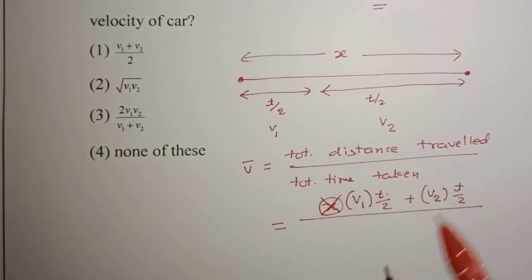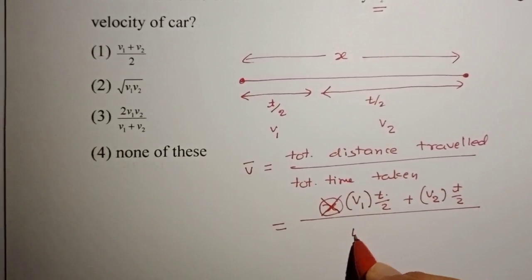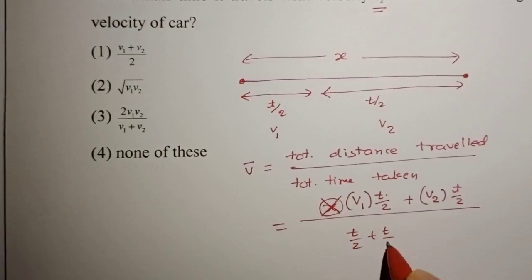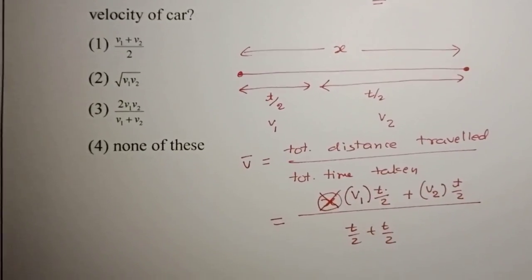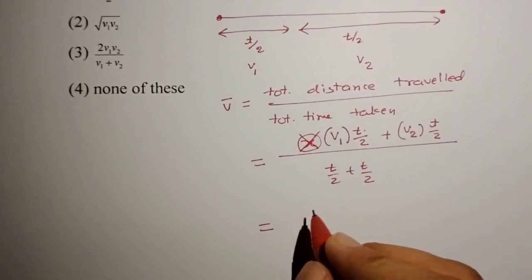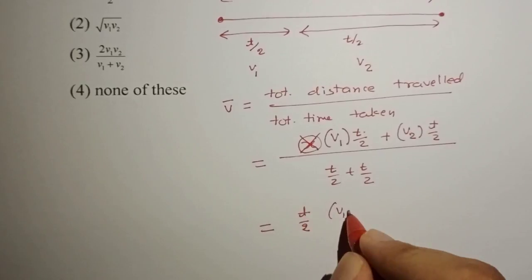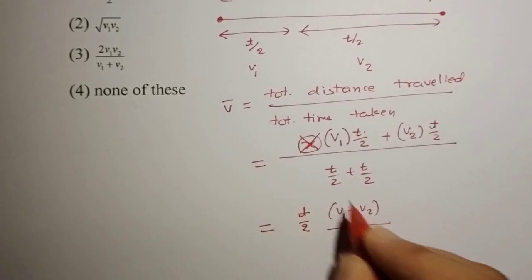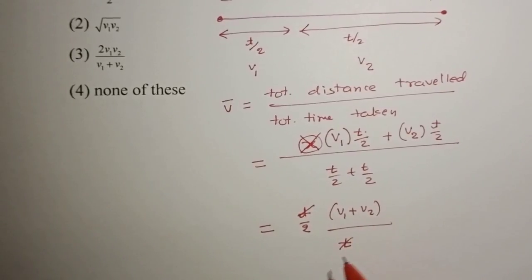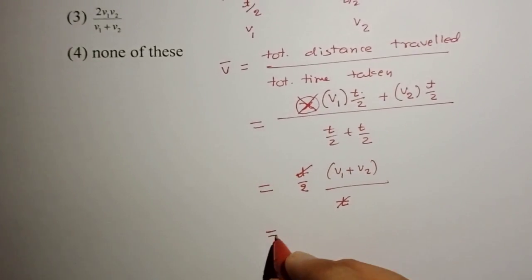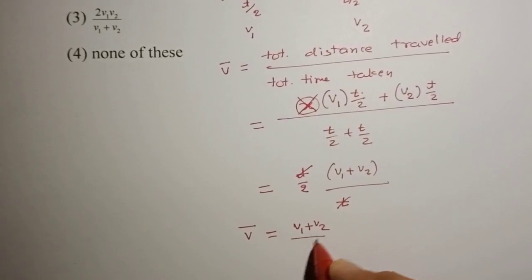So when you add them, you are going to get x divided by total time taken. Total time taken is t by 2 plus t by 2, which will be t. See here, t by 2 is common, so I can take t by 2 out. T by 2 into v1 plus v2 divided by t. This t by 2 and t gets cancelled. So average velocity is equal to v1 plus v2 by 2.